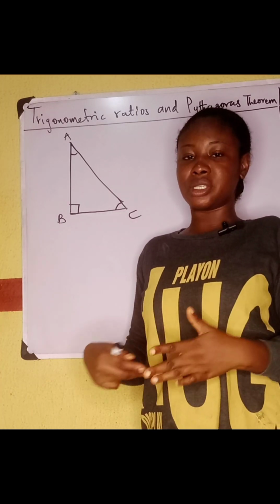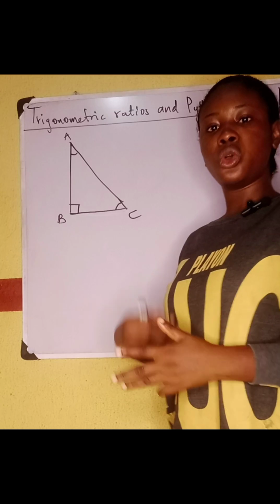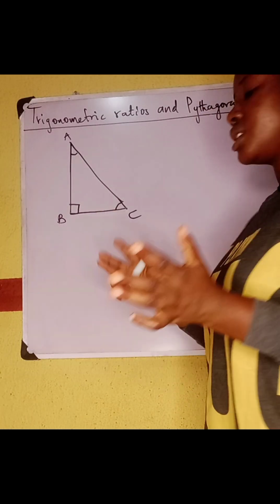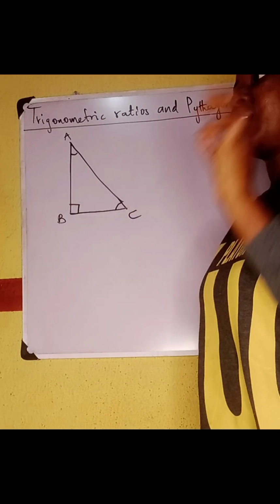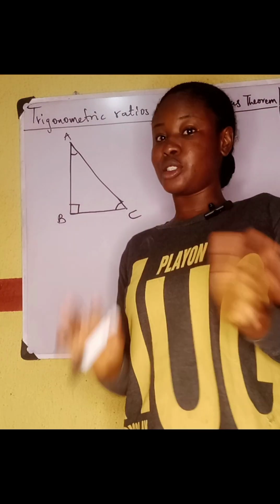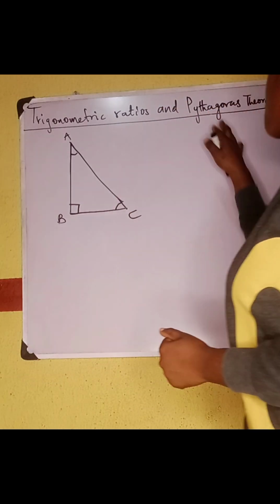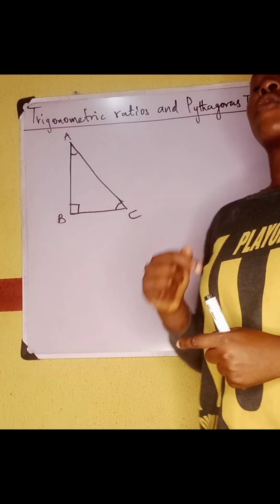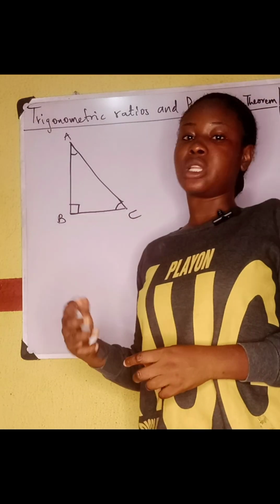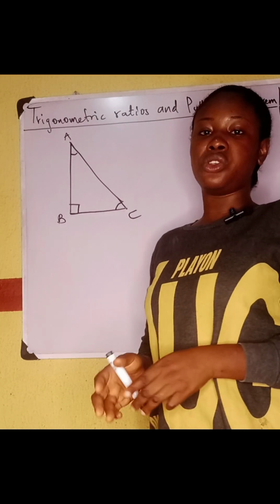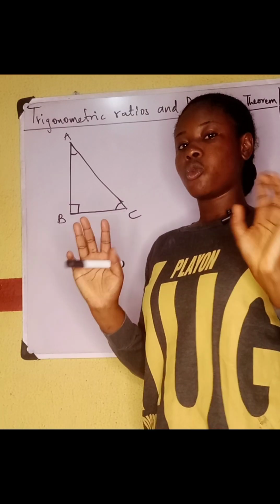So what we want to do now is relate the sides of this right angle triangle with its different angles. First of all, let's look at Pythagoras theorem. This is a theorem, so I'm going to state it. Pythagoras theorem states that the square of the hypotenuse of any right angle triangle is equal to the sum of the squares of the other 2 sides. What does that mean?